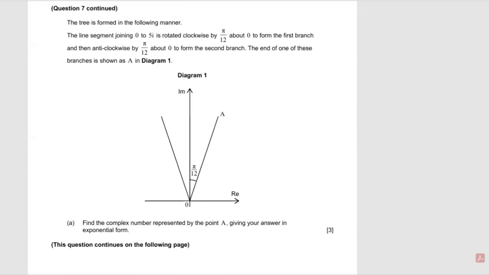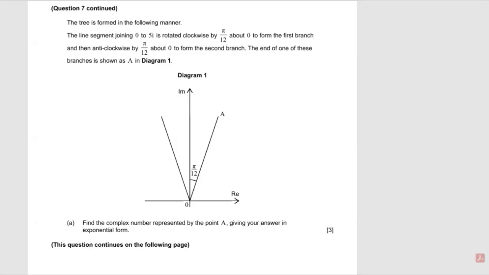So they are saying the tree is formed in the following manner. The line segment joining 0 to 5i is rotated clockwise by pi over 12, about 0, which is the origin, to form the first branch, and then anti-clockwise by pi over 12, about 0, to form the second branch. The end of one of these branches is shown as A in diagram 1.